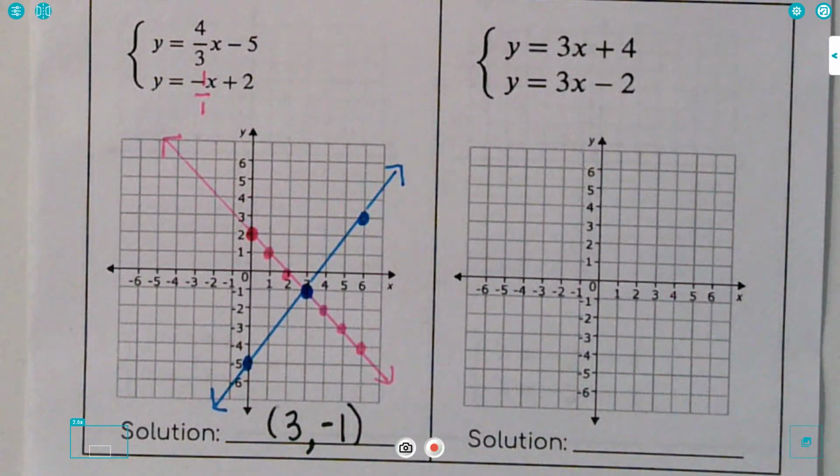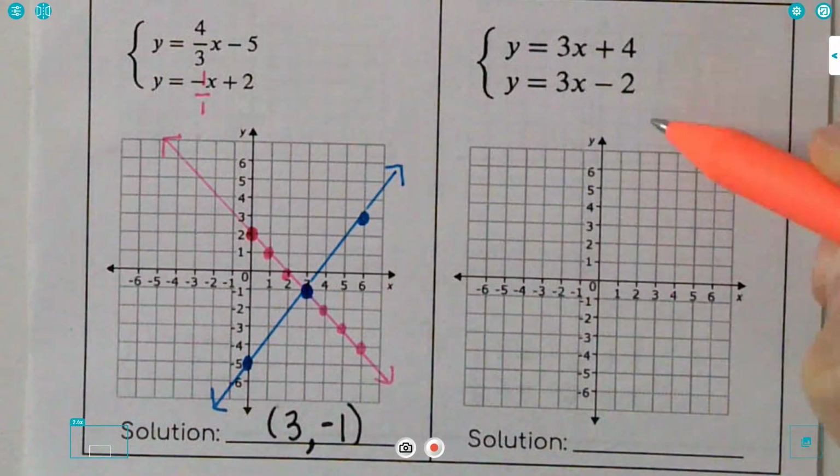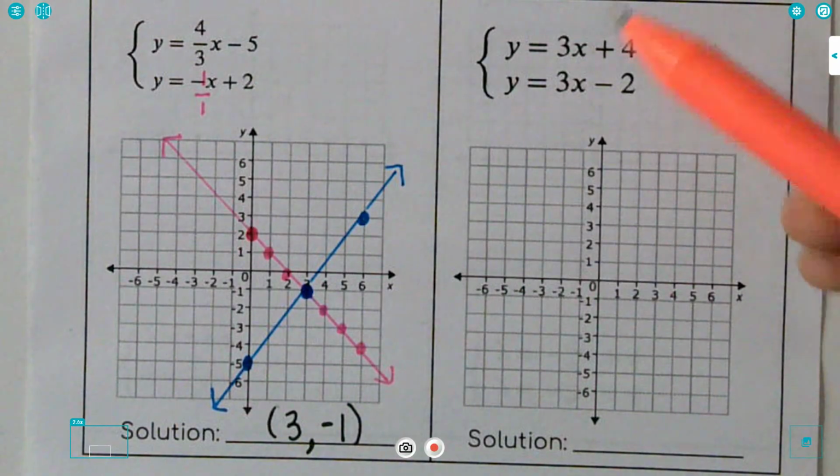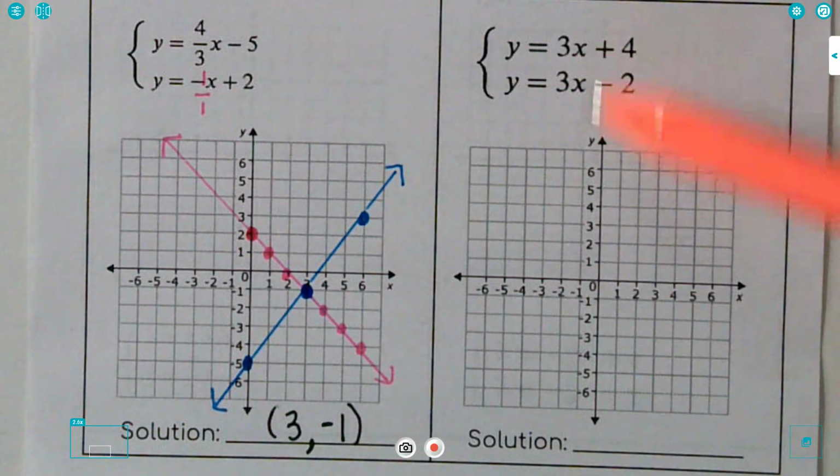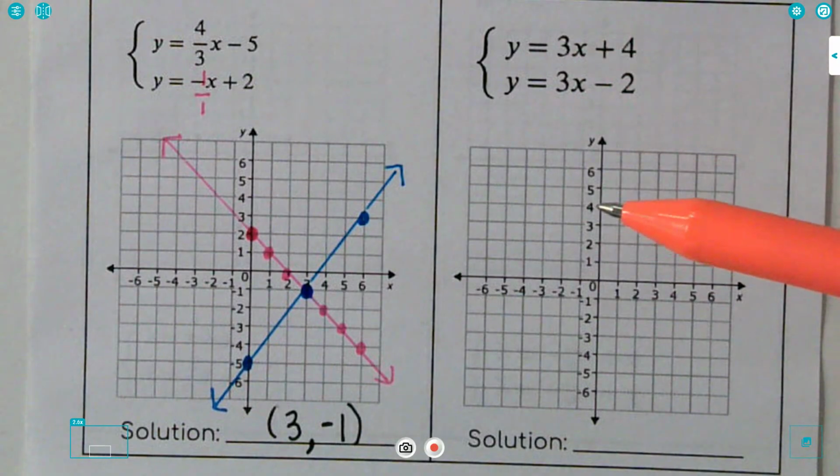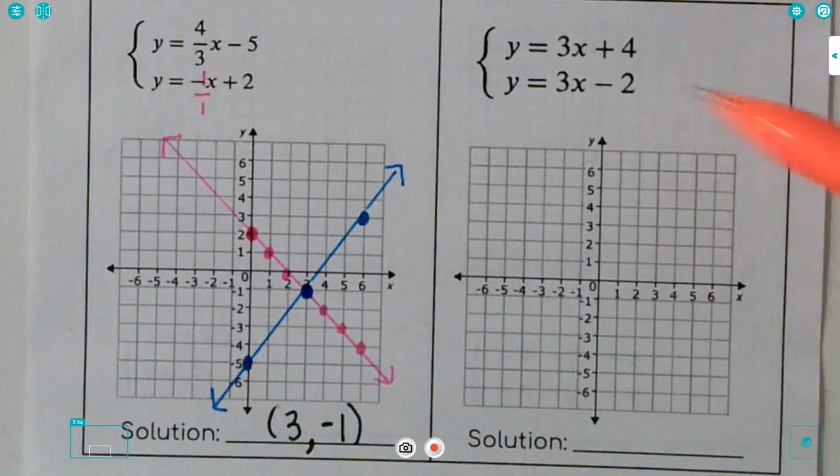All right, next one. What do you notice about these two equations? They have the same slope. So since they have the same slope, what type of line are they going to be? Parallel, yes. So we'll start this first one at positive 4.